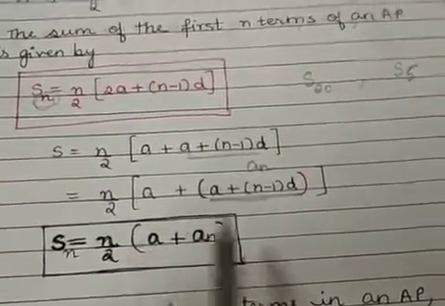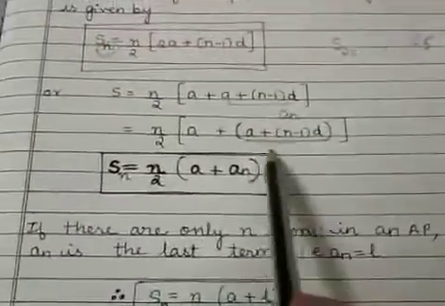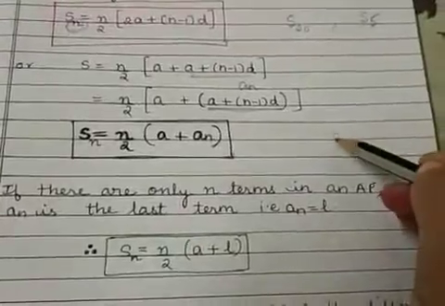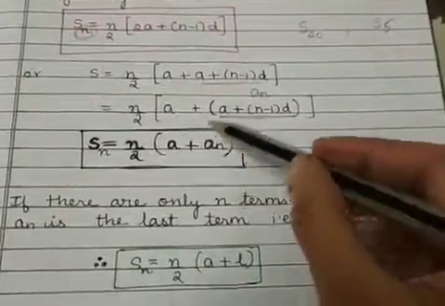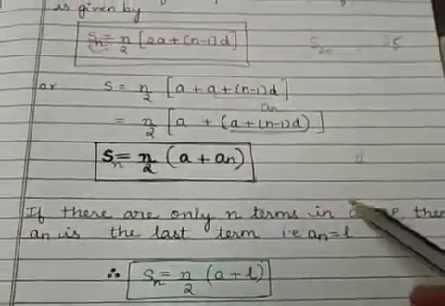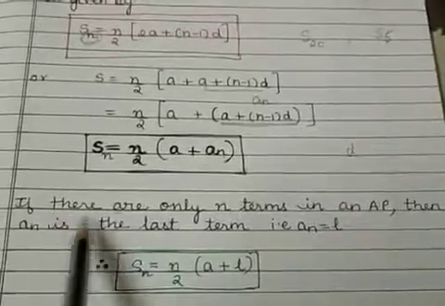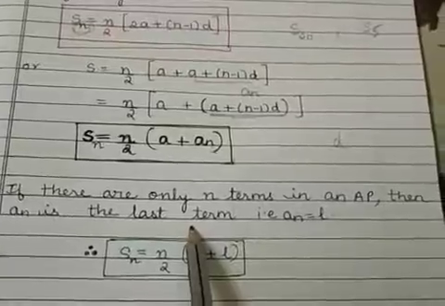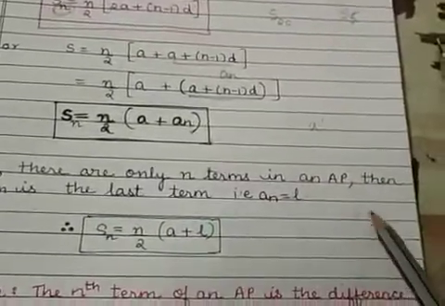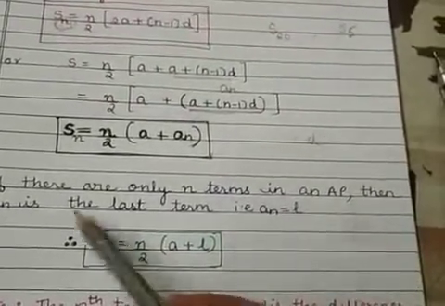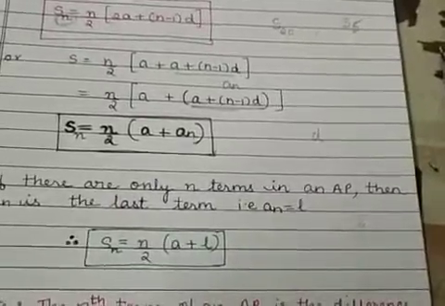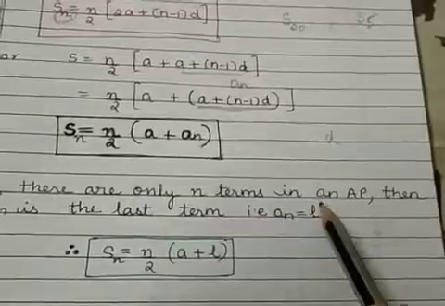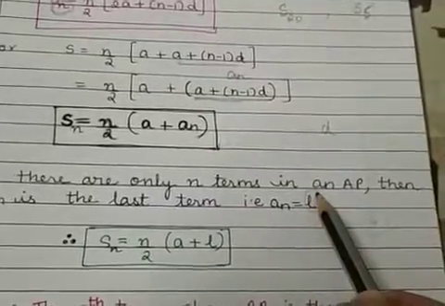Okay, and this is another formula, the second formula you can use. If your common difference d is not given to you, then you can use this formula to find the sum. If there are only n terms in an AP, then an is the last term. So if you have 4 terms, then the fourth term will be your last term. Similarly, if your AP has only n terms, then an will be your last term.